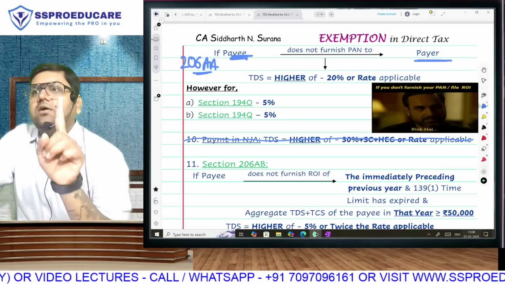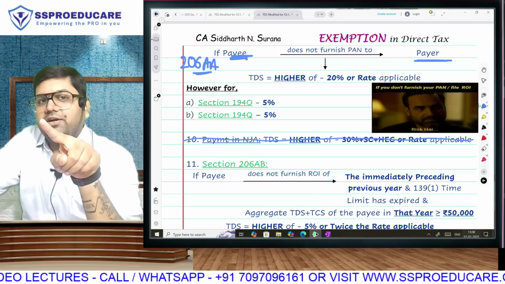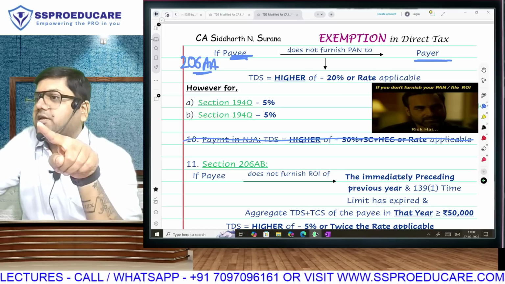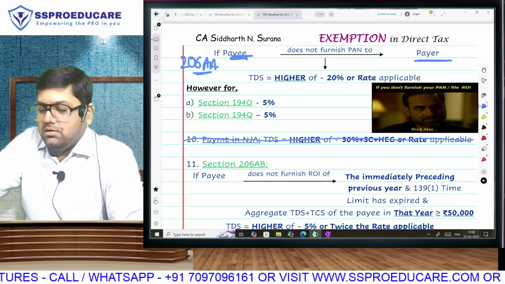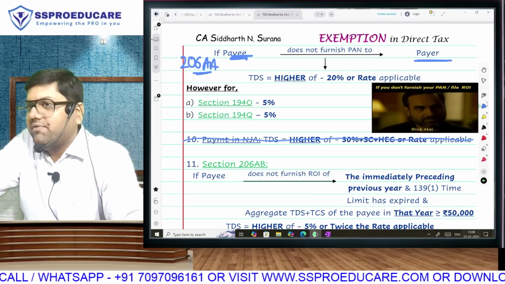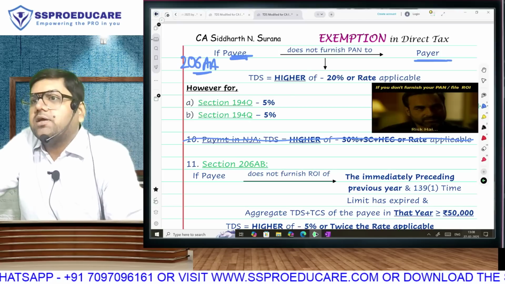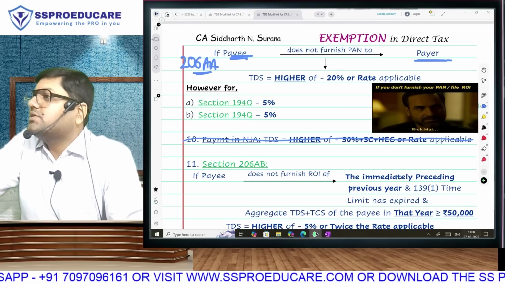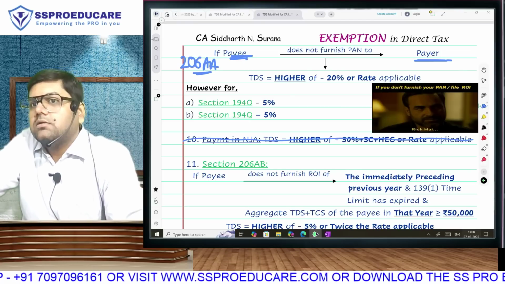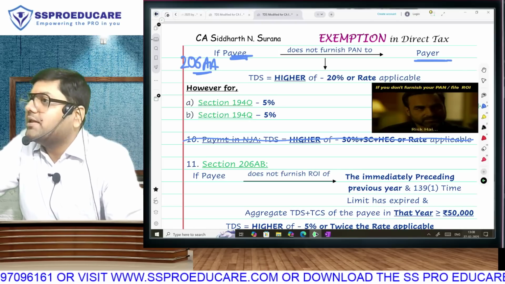See, all duties are of the payer. There is only one duty of the payee, and that only one duty of the payee is to furnish your PAN. Also, I don't have to do that every day because PAN is permanent. The first time I start working with any organization, in the first year, they take my PAN, they take my Aadhaar, that's my KYC. Thereafter, they already have it in the records.